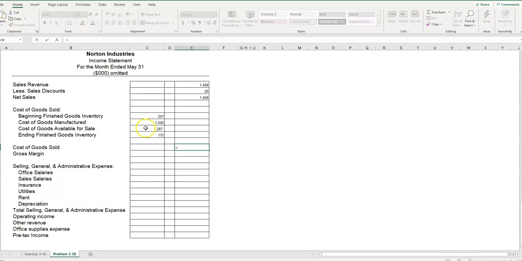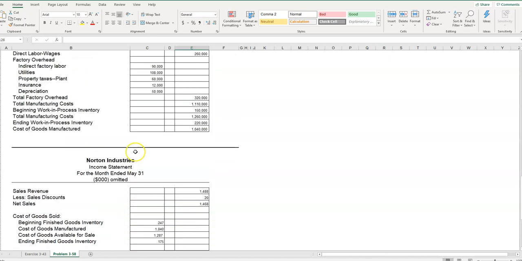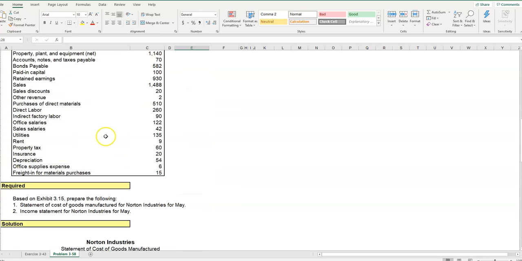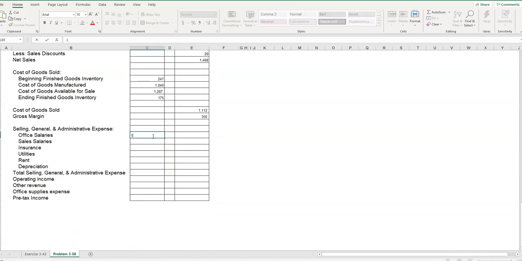Our cost of goods sold is $1,287 minus $175. And our gross margin is net sales minus cost of goods sold. Then we consider our individual expenses. We have office salaries and sales salaries that we get off our chart. 122 for office salaries and 42 for sales salaries.